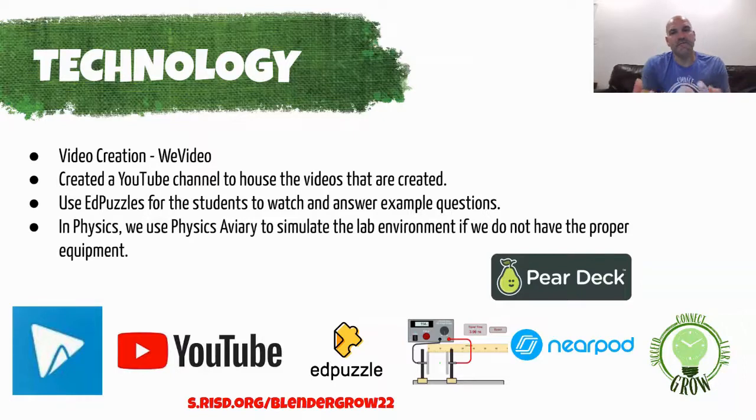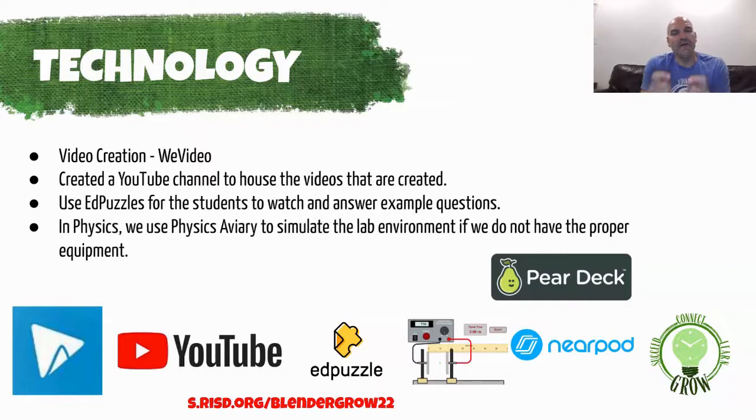In physics, right? So sometimes we don't have the technology or the right lab apparatuses, apparati, whatever. I don't know what the plural is, but I use a website called Physics Aviary. If you're a physics teacher watching this, and you've never heard of this website, it's a great website because it simulates the lab environment, even though you may not have the lab equipment. So the picture in between the Edpuzzle and Nearpod is actually accelerating electrons. I don't have that capability in the classroom, but through Physics Aviary, someone has created a simulation of that, and it's pretty cool. It's very close.